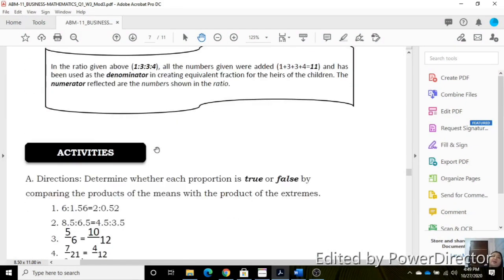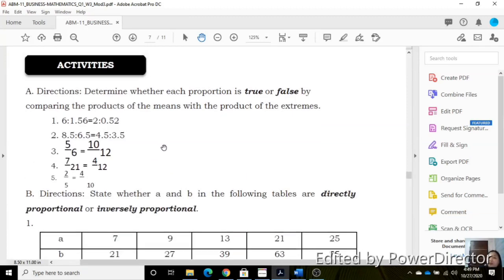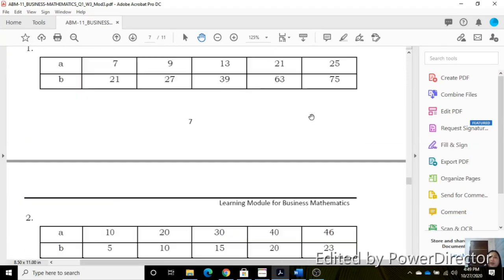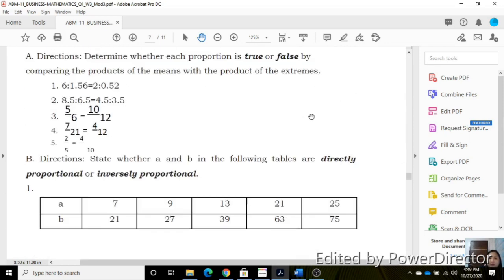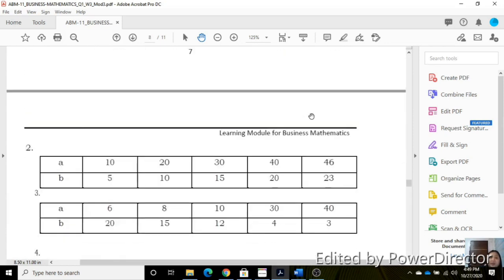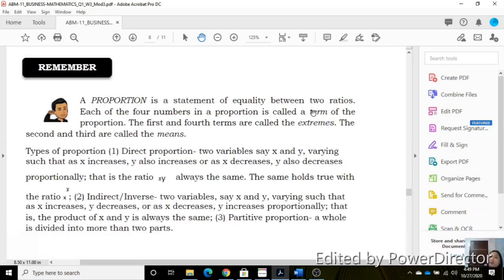So, tingnan natin kung ito po yung activities na gagawin ninyo. Okay? So, we have the true or false. Ayan. Sabihin nyo kung direct proportional or inversely proportional. And then, ito gusto kong paalala sa inyo, class. A proportion is a statement of equality between two ratios. Laging tatandaan yan. Each of the four numbers in a proportion is called a term of the proportion. Always remember, the first and fourth terms are called the extremes, and the second and third terms are called the means.